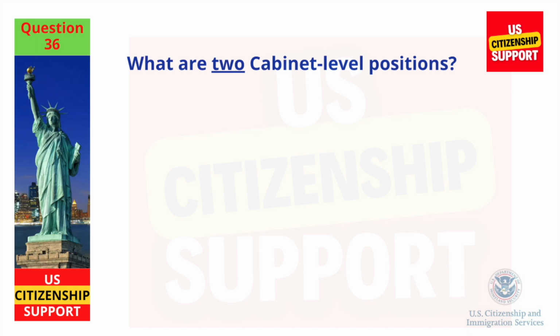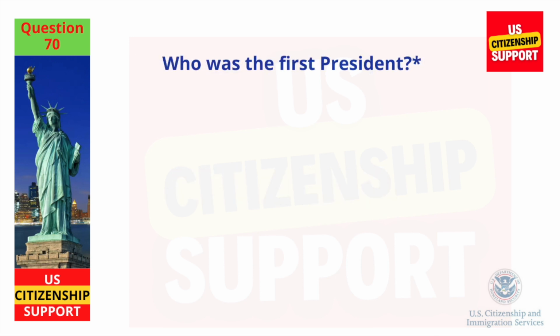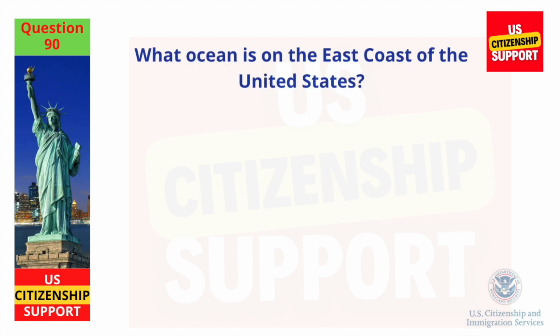What are two cabinet level positions? Secretary of Defense, Secretary of Education. Who was the first president? George Washington. What ocean is on the east coast of the United States? Atlantic Ocean.